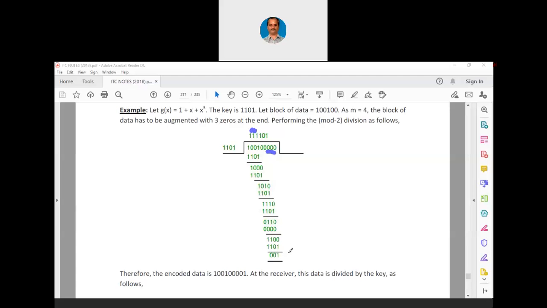Now the encoded data is 100100, and the last remainder is 001. At the receiver, this data is divided by the key. Let me show you the receiver later on. Now my question is, should the remainder not be 0001? Why are we taking the remainder as 001? Can anybody tell me? When we perform the last modulo 2 operation, the remainder has to be 0001, right? Why have I written 001 only? Can anybody tell me?